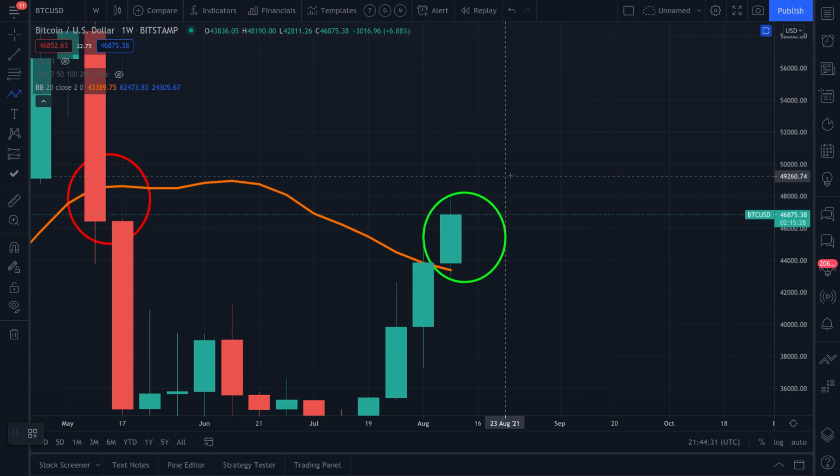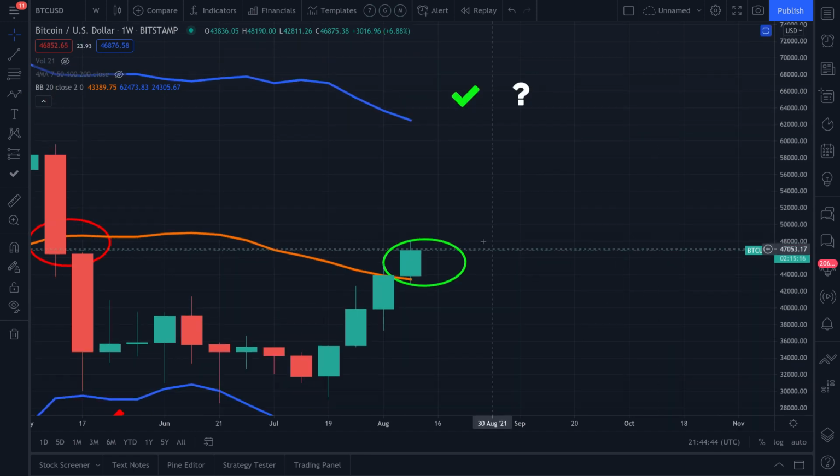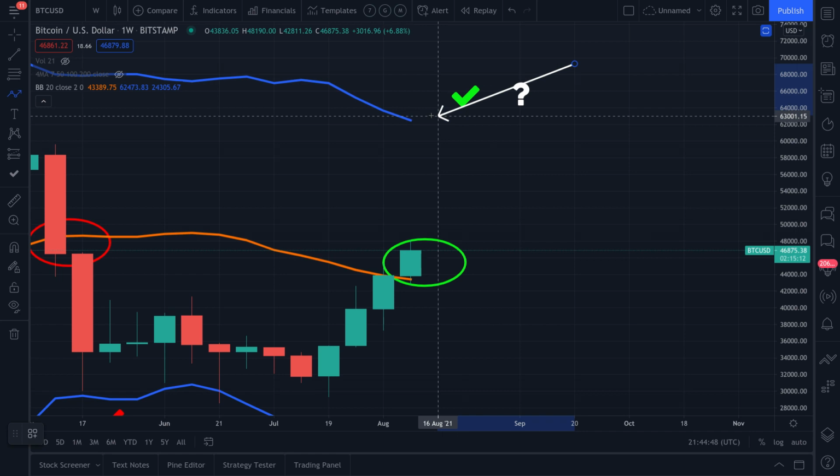So assuming that this is not a fake out, and they can actually stay above this orange line on the next following weekly candle, which I'd have to guess would be somewhere around $43,000. If that can happen, then it's more likely than not the market will try and test the higher lip of the Bollinger Band here on the weekly format, and that is currently at about $62,000.